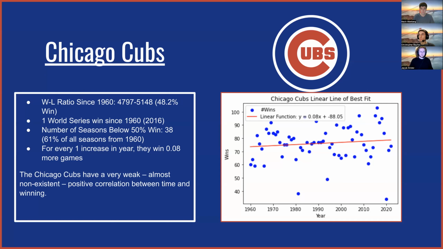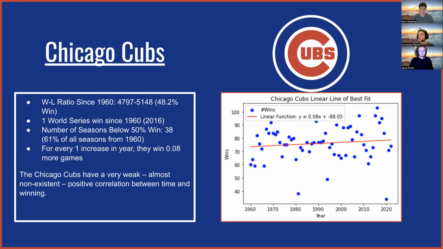So the first team we'll look at is our baseball team, the Chicago Cubs. Since 1960, they have only won about 48% of all of their games played. They have one World Series championship win since 1960, in 2016. The number of seasons below 50% wins is 38, which means that in 61% of all seasons since 1960 they have lost more than they have won.